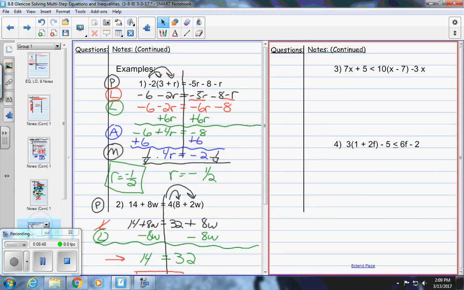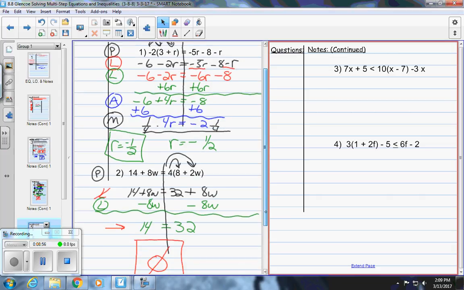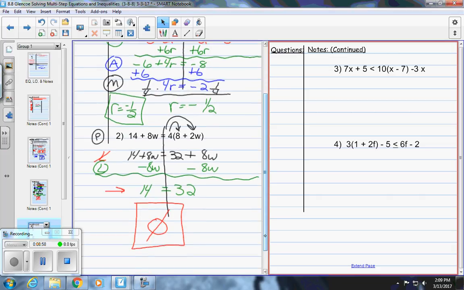I got one more slide here. So if you don't mind, copy down questions 3 and 4, and we'll do those in class. So again, what we're learning here is we're still using Pion, but we're learning some special situations that may happen rarely when the variable disappears. It can end up as all real numbers or no solution. So again, copy down 3 and 4. We're going to do those problems in class, and I'll see you soon.